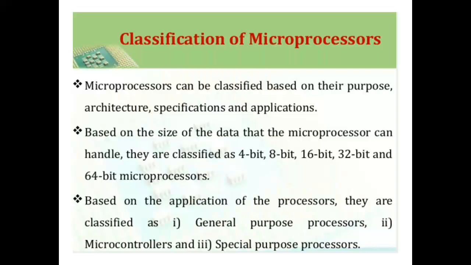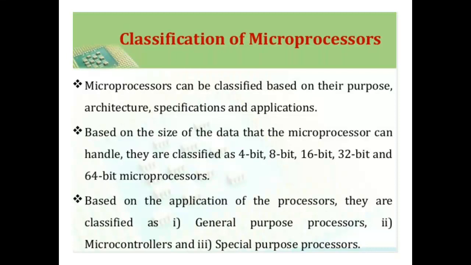Today's topic is classification of microprocessors. Microprocessors can be classified based on their specifications, applications, and architecture. Based on the size of the data that the microprocessor can handle, they are classified as 4-bit, 8-bit, 16-bit, 32-bit, and 64-bit microprocessors.